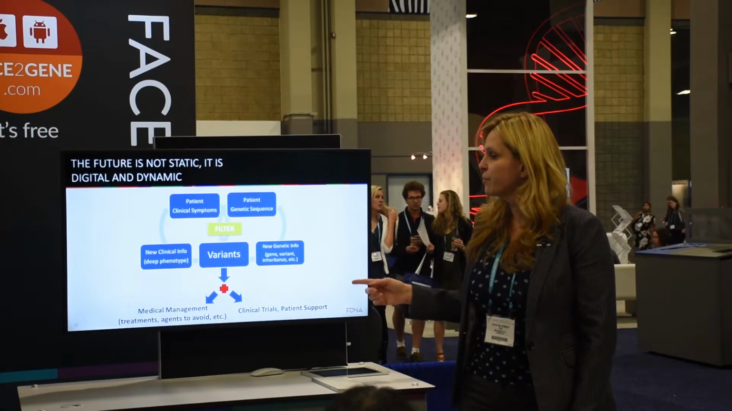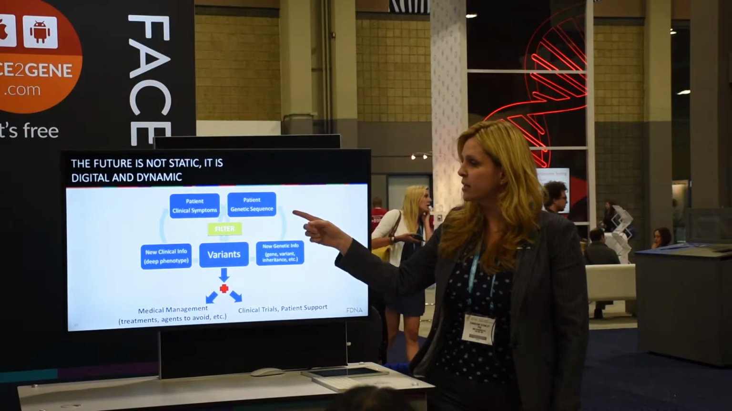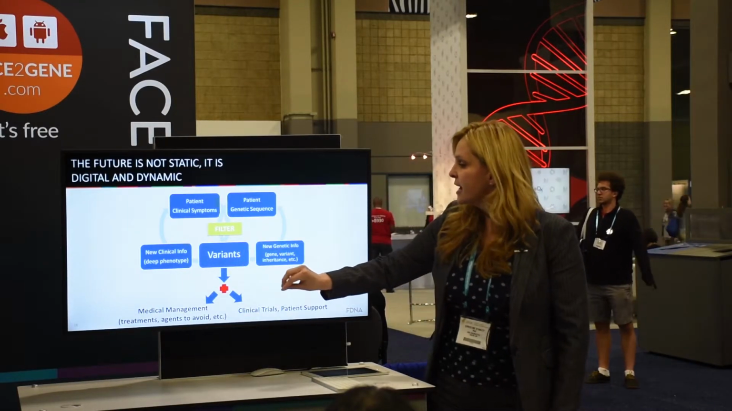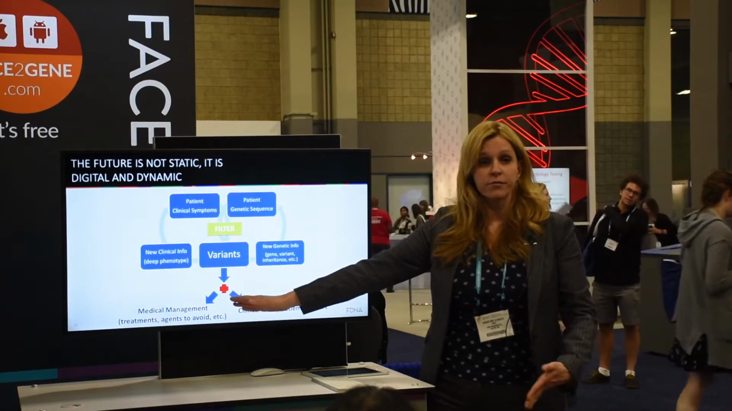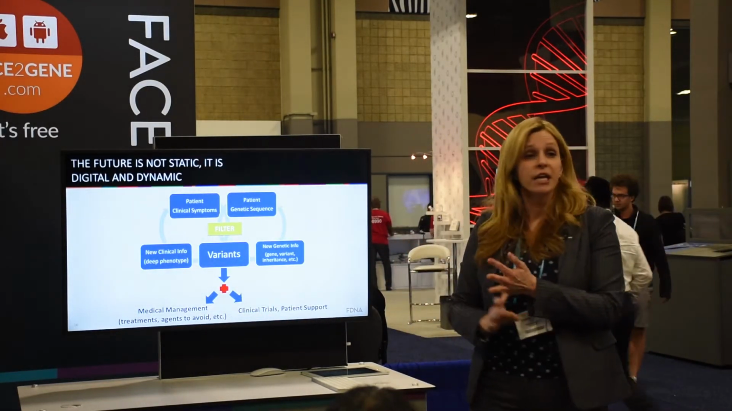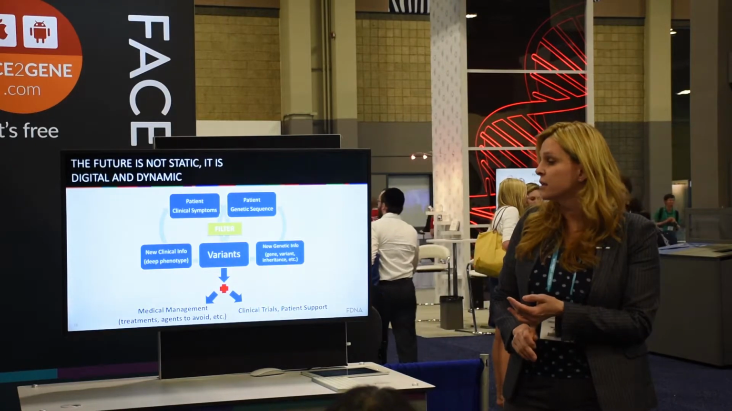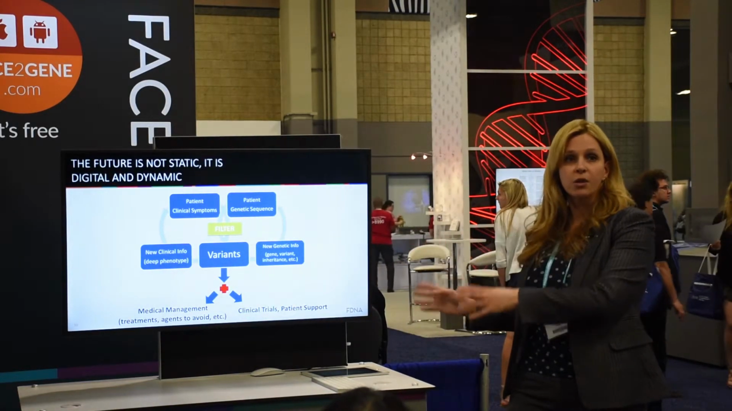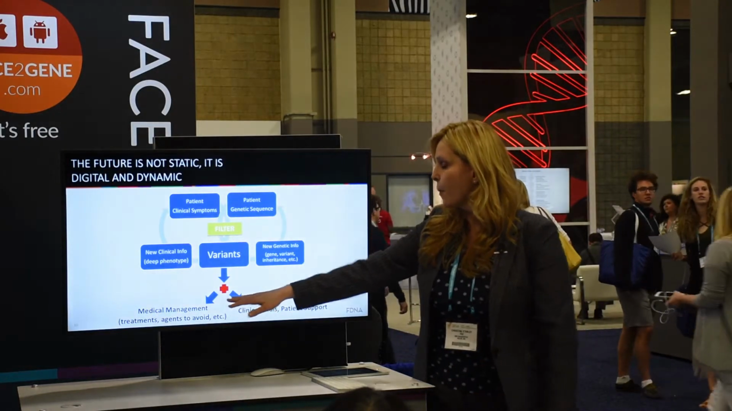So when you look at the patient's clinical symptoms and the genetic sequence and you apply that filter to get that personalized gene variant list, then if you've found a positive result, you can go look: is there any medical management or treatments? Are there agents that I need to avoid based on the clinical results? Are there clinical trials? Are there patient support groups?